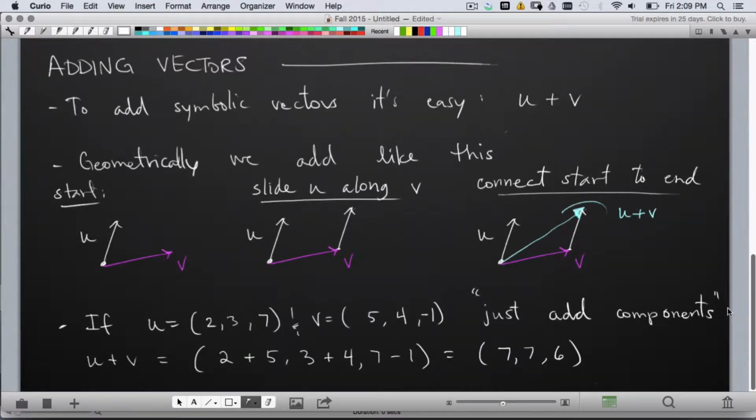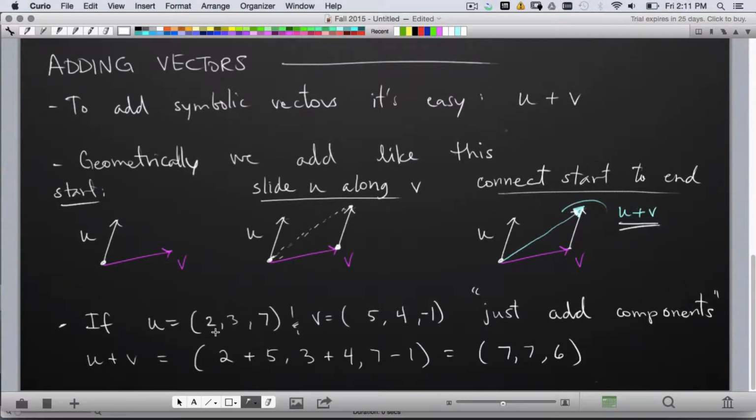Vectors can be added in the symbolic way by simply putting an addition sign between the two symbolic vectors. Geometrically, it works like this. For a white vector u and a purple vector v, we construct the vector u plus v. If we take the vector u and slide it along the vector v, the tip of the translated vector defines the endpoint of the new vector, and this new vector is called u plus v.